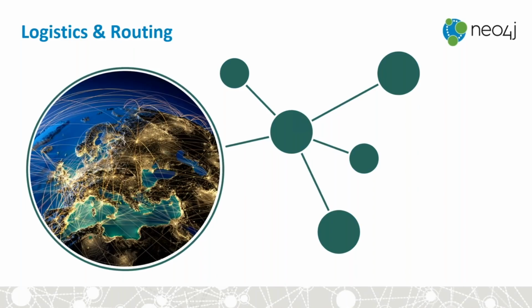I myself have engaged numerous times with logistics and routing companies. A map is a natural graph, and determining route or weighting relationships with duration or elapsed time is kind of a natural implementation of a graph.